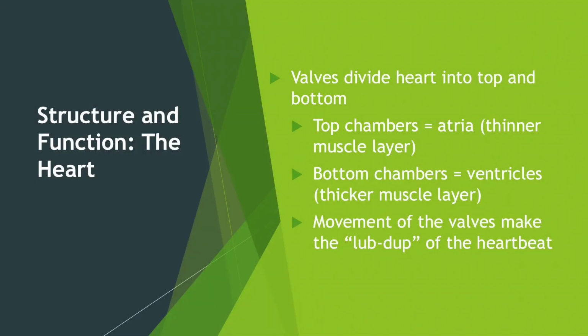Valves divide the heart into top and bottom chambers. The top chambers are called atria and have a thinner muscle layer. The bottom chambers are called ventricles and have a thicker muscle layer. The movement of these valves creates the characteristic lub-dub sound of the heartbeat.